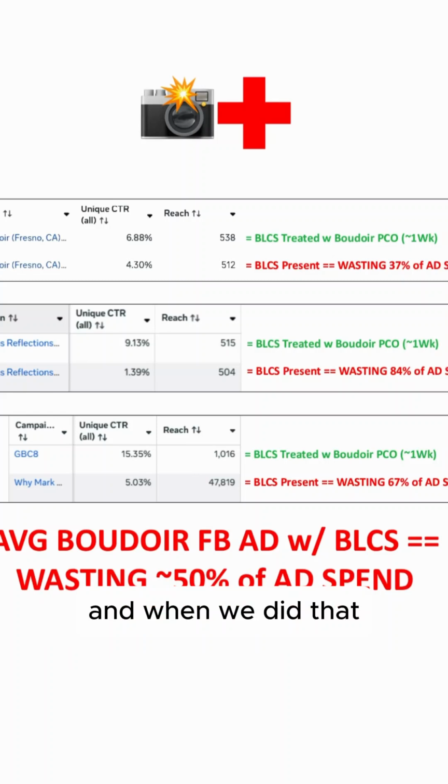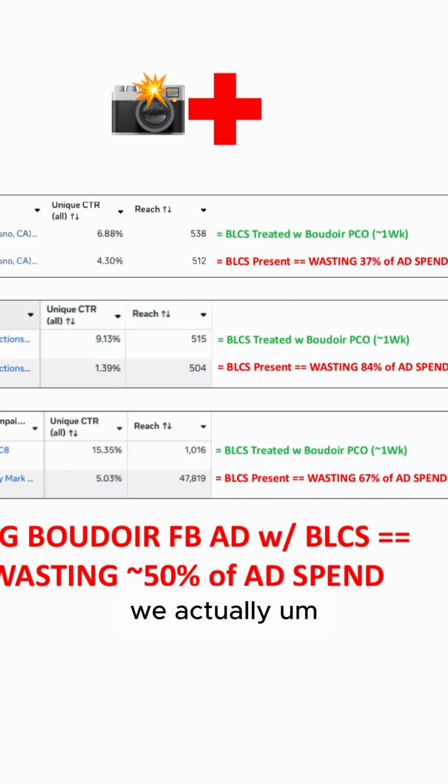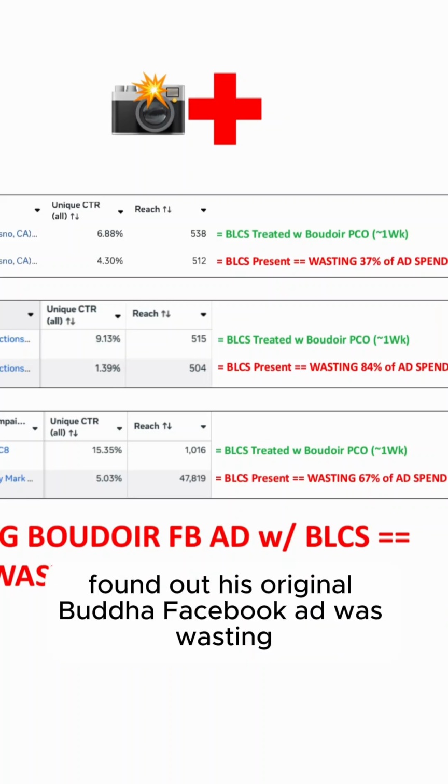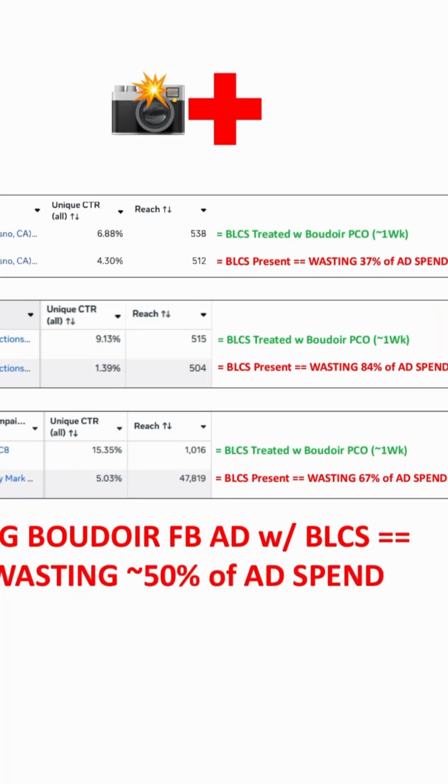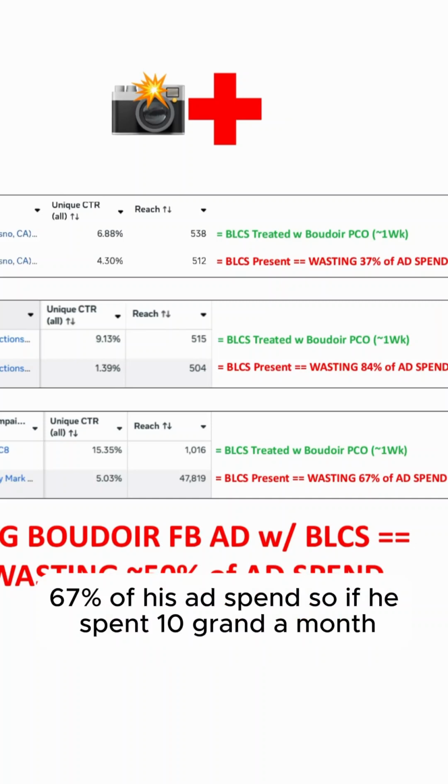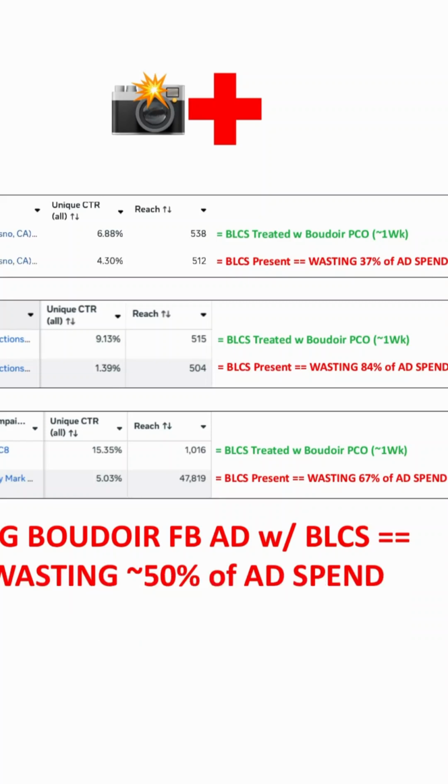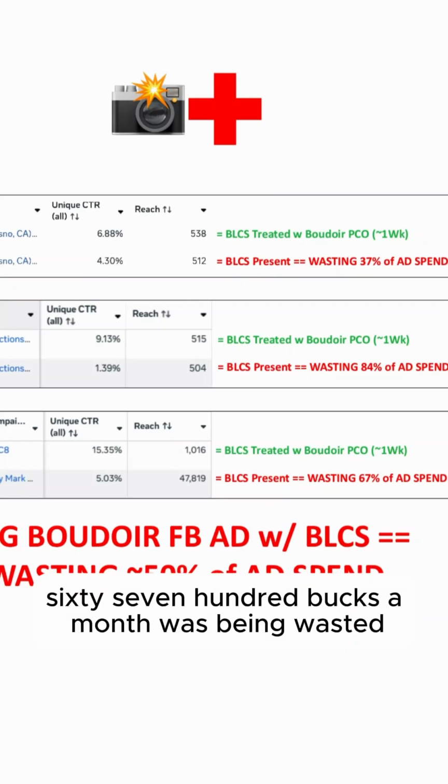And when we did that, we actually found out his original Boudoir Facebook ad was wasting 67% of his ad spend. So if he's spending 10 grand a month, $6,700 a month was being wasted.